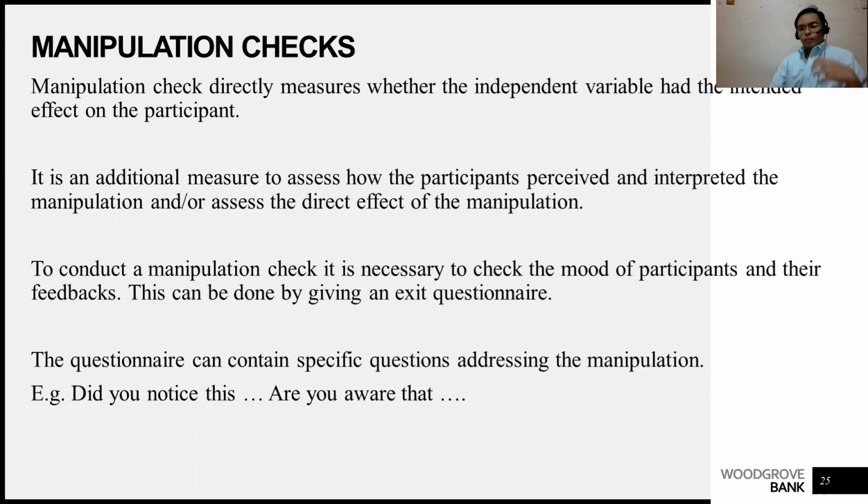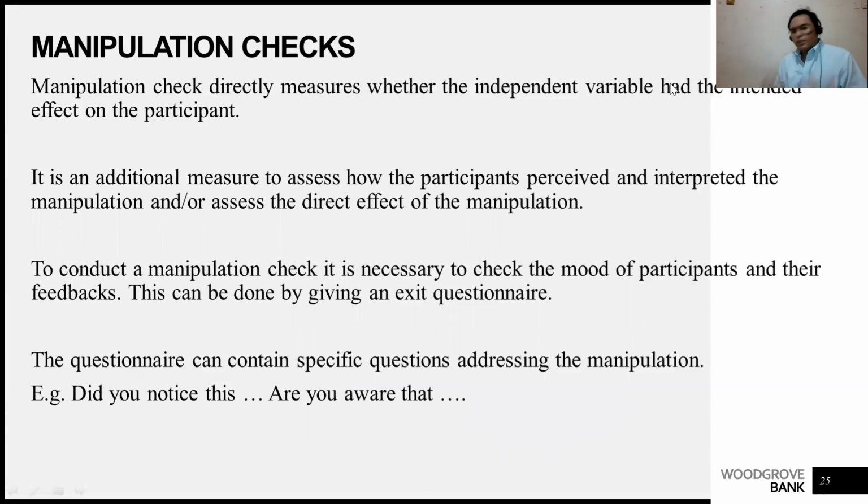So in order to have a good experiment, we also need to have manipulation checks. A manipulation check is a direct measure in which the independent variable is determined if it has a significant effect on the participant. It is an additional measure to assess how the participants perceived and interpreted the manipulation and/or assess the direct effect of the manipulation. To conduct a manipulation check, it is necessary to check the mood of the participants and their feedback. This can be done by giving an exit questionnaire.